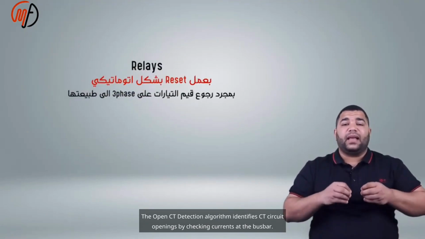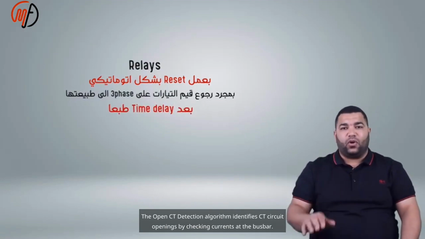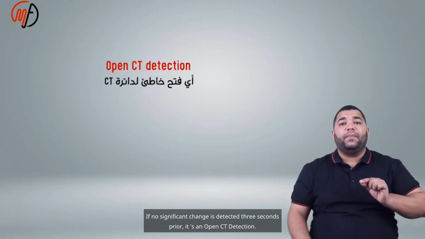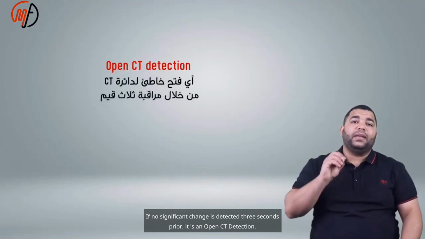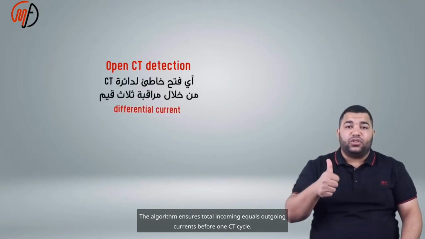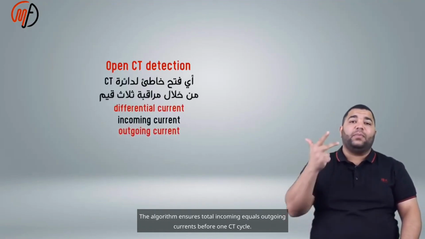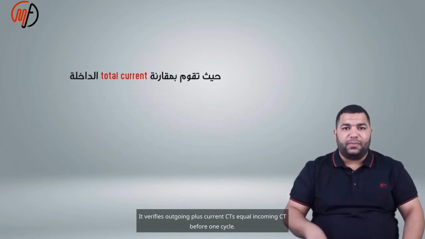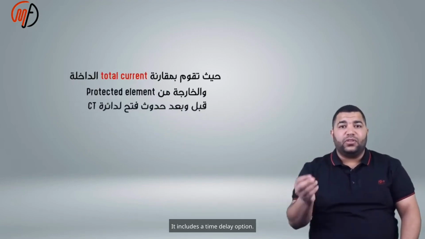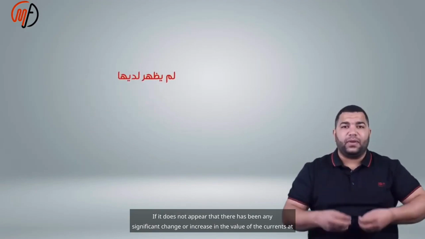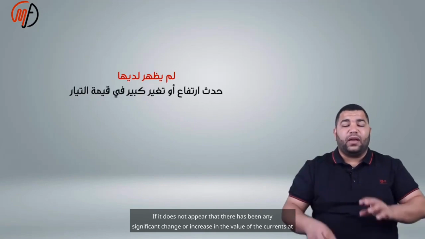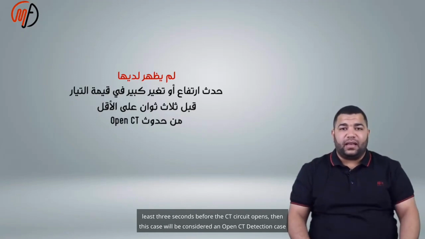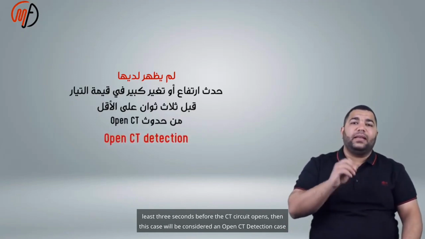The open CT detection algorithm identifies CT circuit openings by checking currents at the bus bar. If no significant change or increase in the value of the currents is detected at least 3 seconds prior to the CT circuit opening, it is considered an open CT detection case. It includes a time delay option.